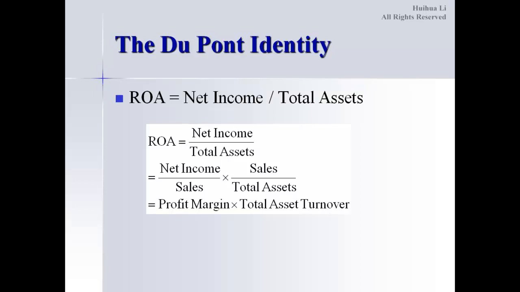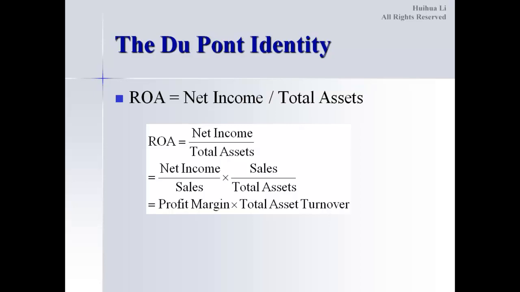The first one is the DuPont identity for ROA. ROA equals net income divided by total assets. Now we divide by sales and multiply by sales. This gives us the DuPont identity for ROA. ROA equals net income divided by sales times sales divided by total assets. Net income divided by sales is profit margin. Sales divided by total assets is total asset turnover. So, ROA is the product of profit margin and total asset turnover.